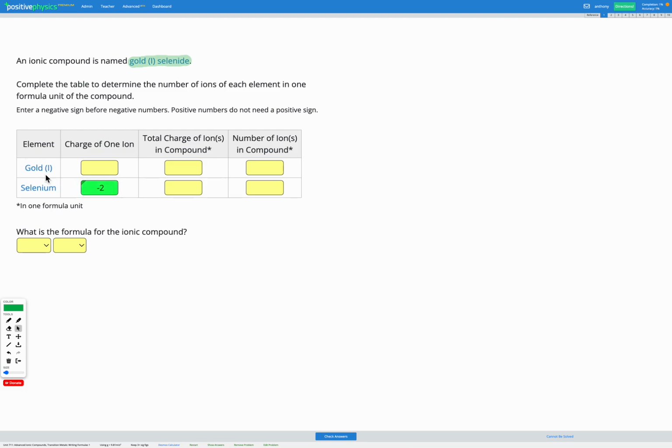For gold, there are multiple possible options that it could be, but in the question we're told it's gold(I). That tells us it has a charge of +1. And remember, we don't need to type in the positive sign when we're typing in our positive numbers. Okay, wonderful. So let's do a little drawing to help us visualize this. So we have 1+ on our gold ion, and then we have selenium 2-.